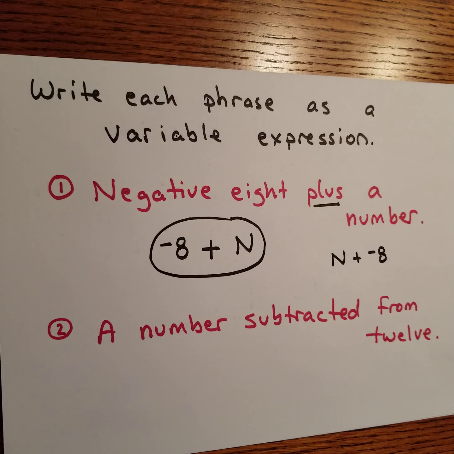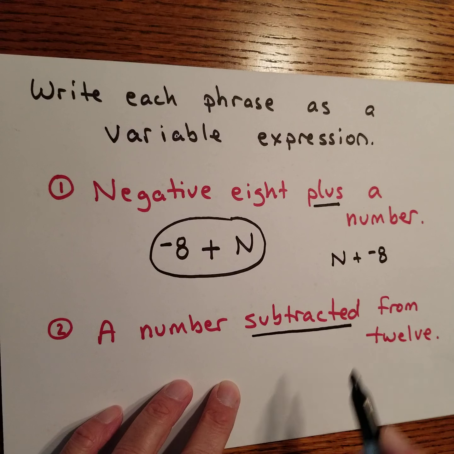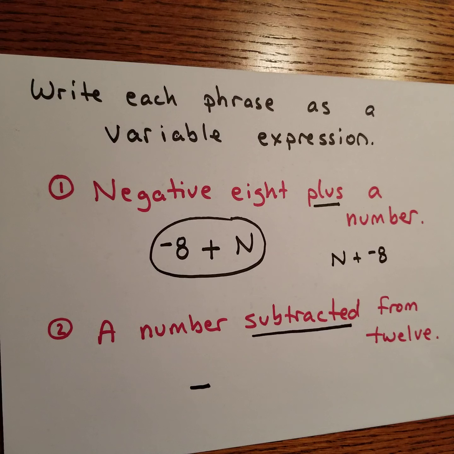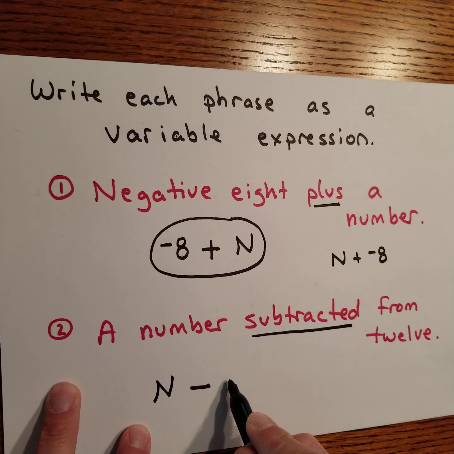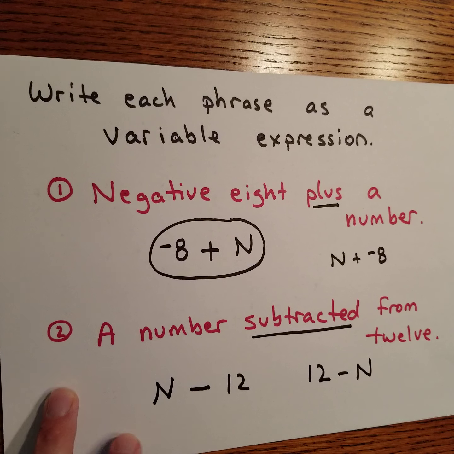For number 2, scan through that number 2 and find your math word. A number subtracted from 12. Subtracted, that's a word from our word bank. I know what subtraction looks like. But we have to be careful with subtraction. When it says a number subtracted from 12, should my answer be n minus 12 or 12 minus n? Those are two very different things. The order matters when you subtract.